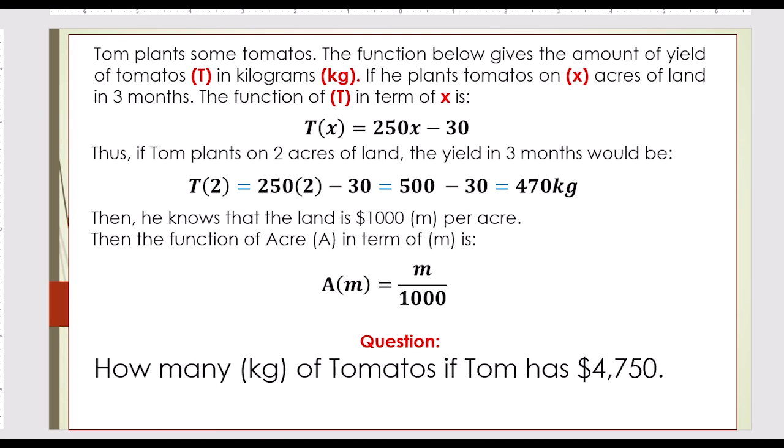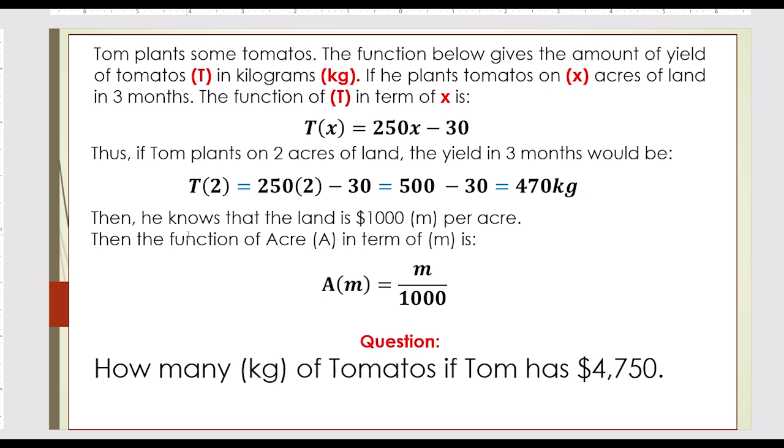Finally, we have a practical question of why we have to do the composites of function. Let's just do the example. For example, if Tom plants some tomatoes, the function below gives the amount of yields of tomato T in kilograms if he plants tomatoes on x acres of land in 3 months. The function of T in terms of x equals 225x minus 30. This means if Tom plants on 2 acres of land, the yield of tomato in 3 months would be, we substitute 2 acres into this T function, we get 250 times 2 minus 30, and 470 kilograms of tomato.